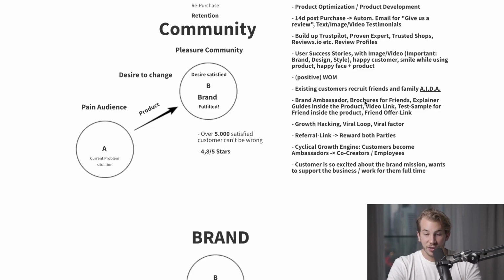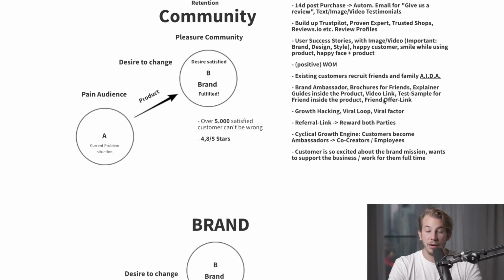Creating brand ambassadors, brochures for friends, giving explainer guides inside the products, physical letters, physical stuff to just get their hands on and try out, maybe a sample package, a test sample for a friend, and offer links, anything that helps this viral effect, getting friends to spread the message, basically. This is called growth hacking, viral loop, viral factors. This is all stuff that we're going to talk about very deeply in our growth hacking masterclass soon.